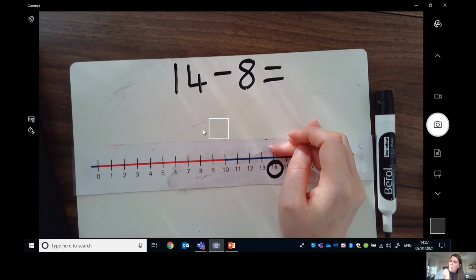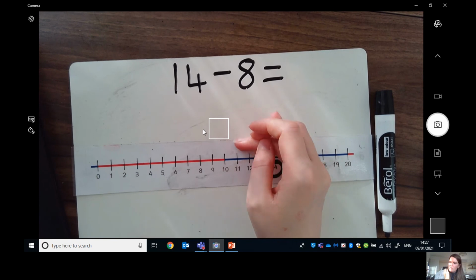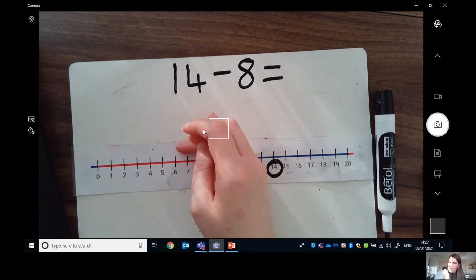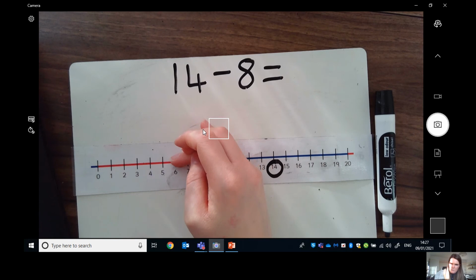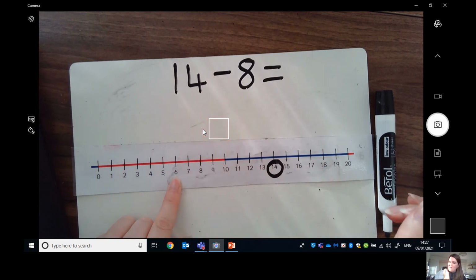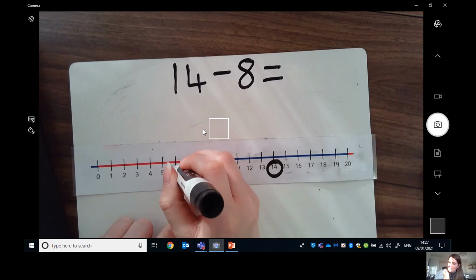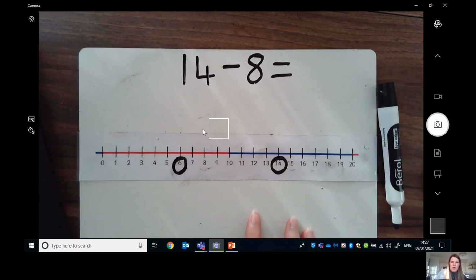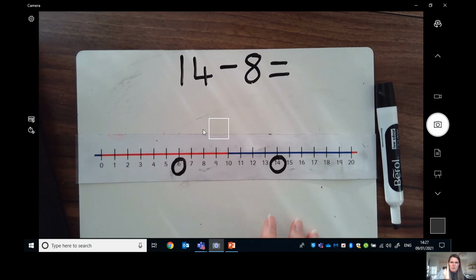Are you ready? 1, 2, 3, 4, 5, 6, 7, 8. What number did we land on? 6. All right. You have a go. Double check our answer. Do the jumps.